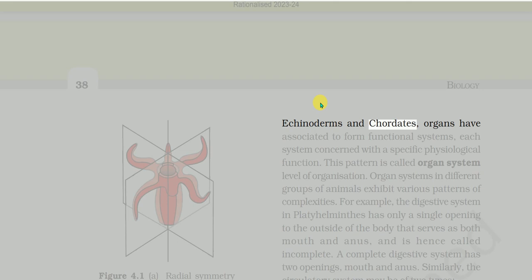echinoderms and chordates, organs have associated to form functional systems, each system concerned with a specific physiological function. This pattern is called organ system level of organization. Organ systems in different groups of animals exhibit various patterns of complexities. For example, the digestive system in platyhelminths has only a single opening to the outside of the body that serves as both mouth and anus, and is hence called incomplete. A complete digestive system has 2 openings, mouth and anus.